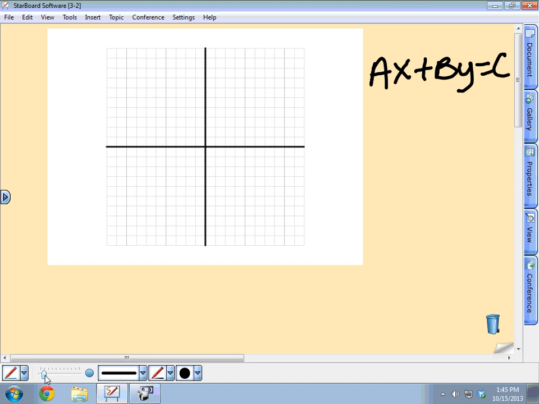Okay, so any equation with two variables in this form is going to give me the equation of a line. In the same way, any line I draw can be represented by an equation in the form ax plus by equals c. So, let's make some lines.